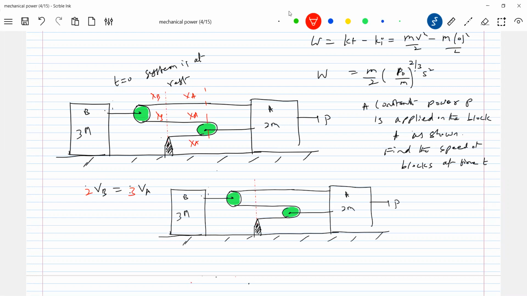Now when you apply this force, will there be any tension? I applied a power means I'm applying some force. So here tension T will be acting, and here 2T. So the velocity of the blocks, let this be VA, let this be VB.